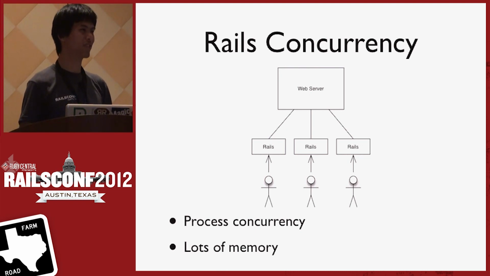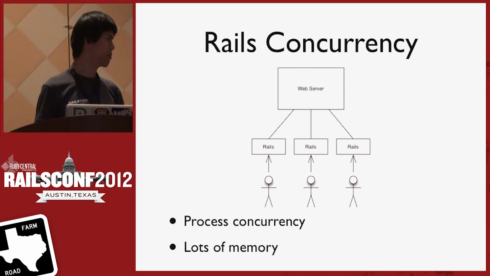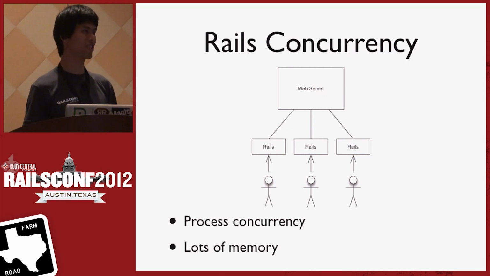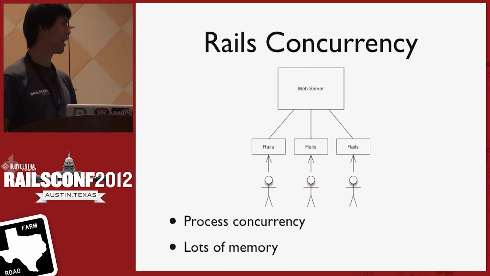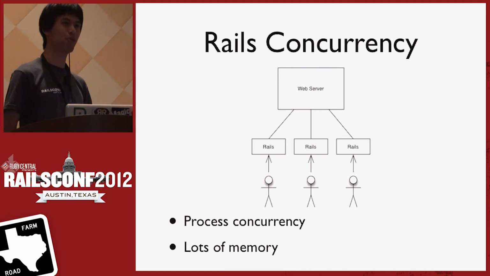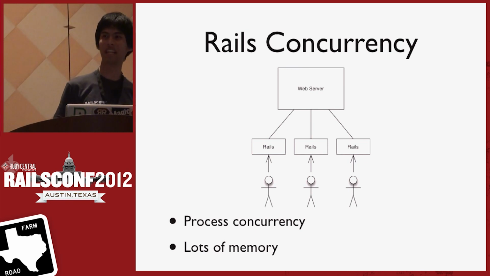The only downside is we're chewing through a bunch of memory to have all of these Rails processes going at the same time. And the worst part is for the amount of memory we're consuming, each of these processes can only handle one request at a time.